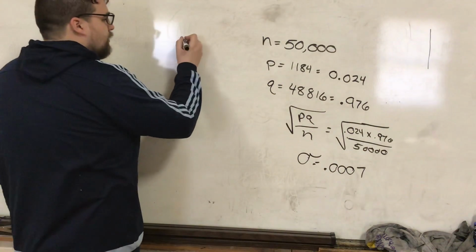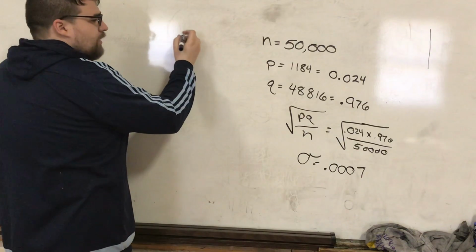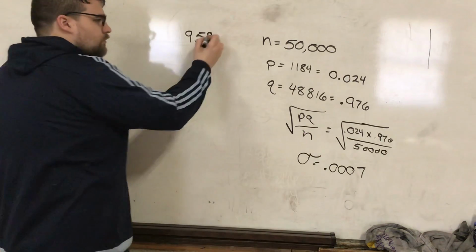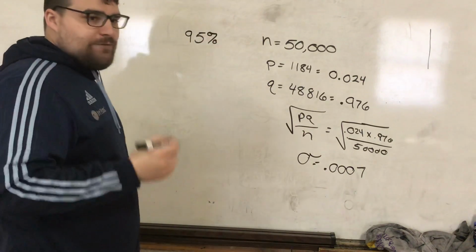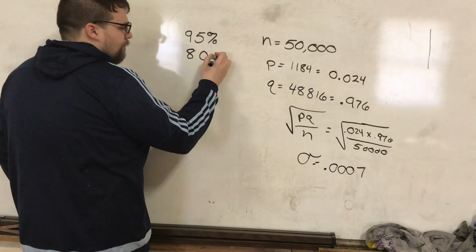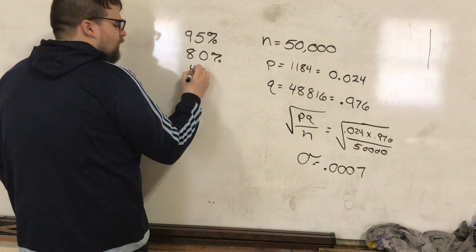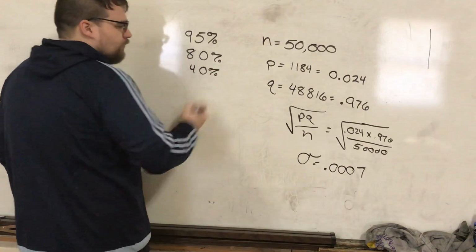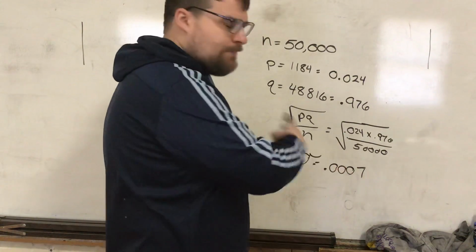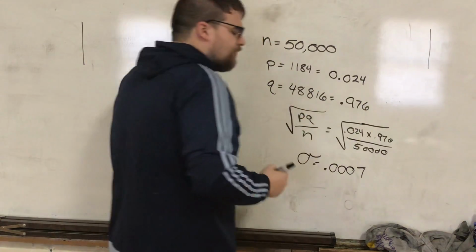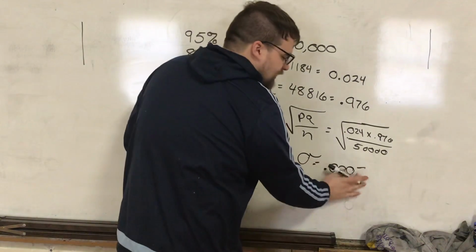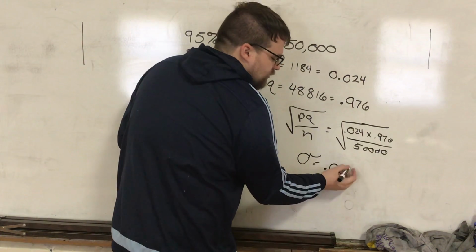Now what we're going to do with this data is find a 95% confidence interval, an 80% confidence interval, and a 40% confidence interval. Here's what I'm going to do with this number. Since these both only have 3 digits, I'm going to round this to a 3-digit number as well. So I'm going to let that 7 round it to just 0.001.